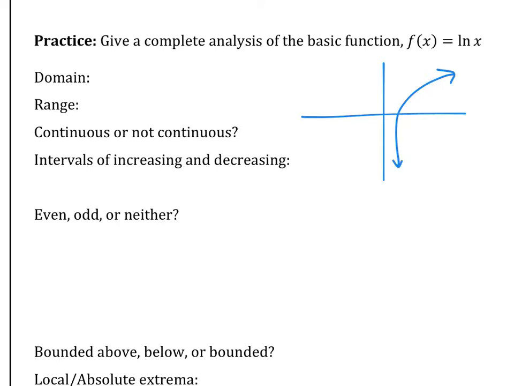Alrighty, let's start with Trey. What is the domain? 0 to... Do we include 0? No. Correct. Iris, what is the range? All real numbers, yes. So negative infinity to infinity. Junior, continuous or not continuous? Continuous.